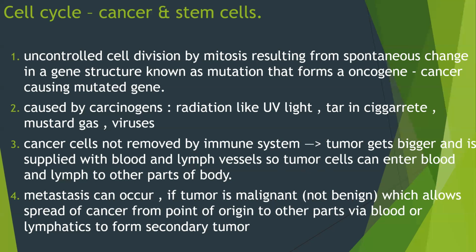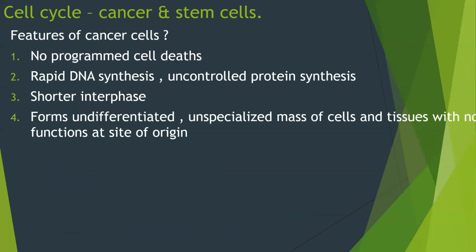If the tumor is malignant and not benign, this allows spread of cancer from the point of origin to other parts via blood or lymphatics to form a secondary tumor at another location. And what are the features of cancer cells which allow tumors to form?